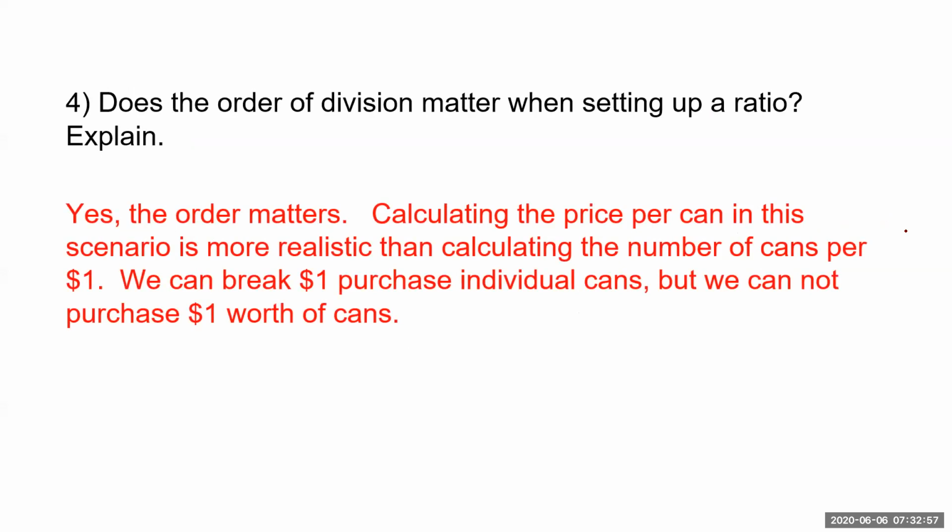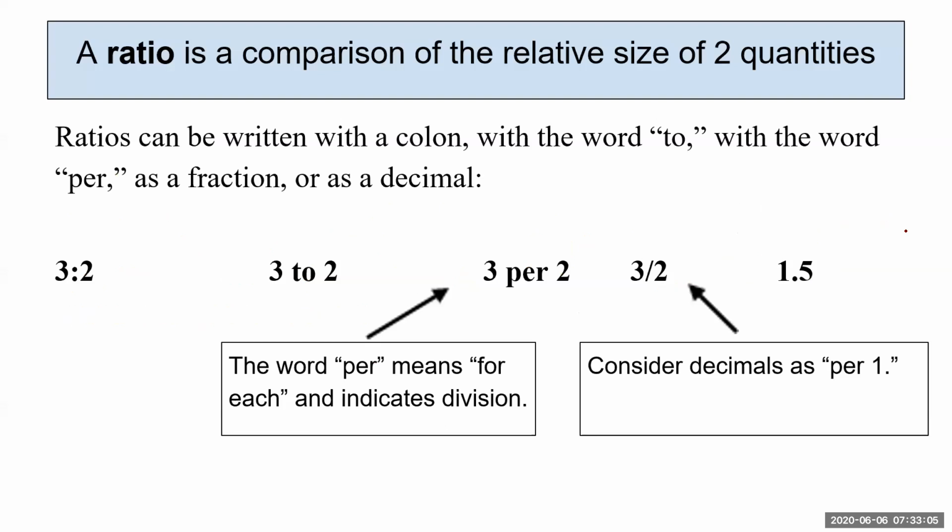Is that okay? So you have to be careful how you do your division. Now, these are different ways that ratios can be represented. Ratios can be written with a colon, with the word "to", with the word "per", as a fraction, and as a decimal. So 3:2, 3 to 2, 3/2, and 1.5. These are different ways you can represent a ratio. And we are going to see that very soon.